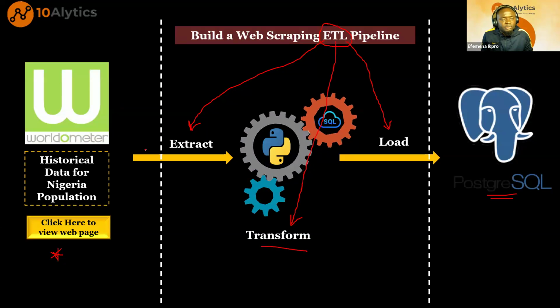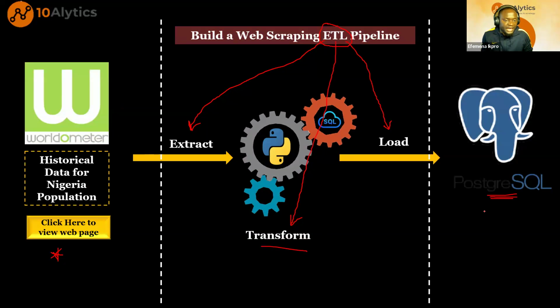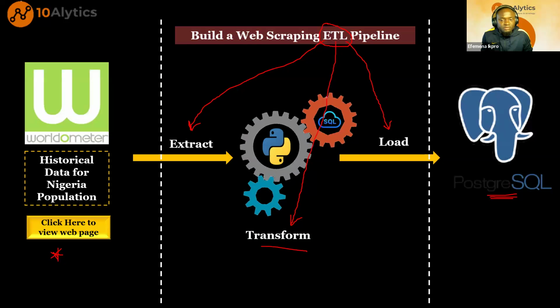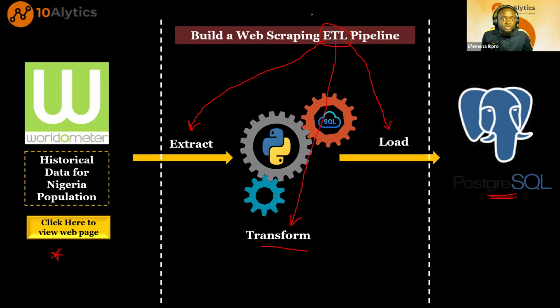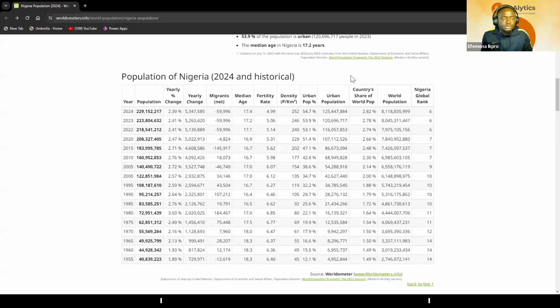So we're extracting data from the website, cleaning it up using transformation with Python, and then loading it into the database. It's as simple as that. Extract from the website, transform, and load into the database. This is ETL. So let's jump straight into the work itself, the main business for today.